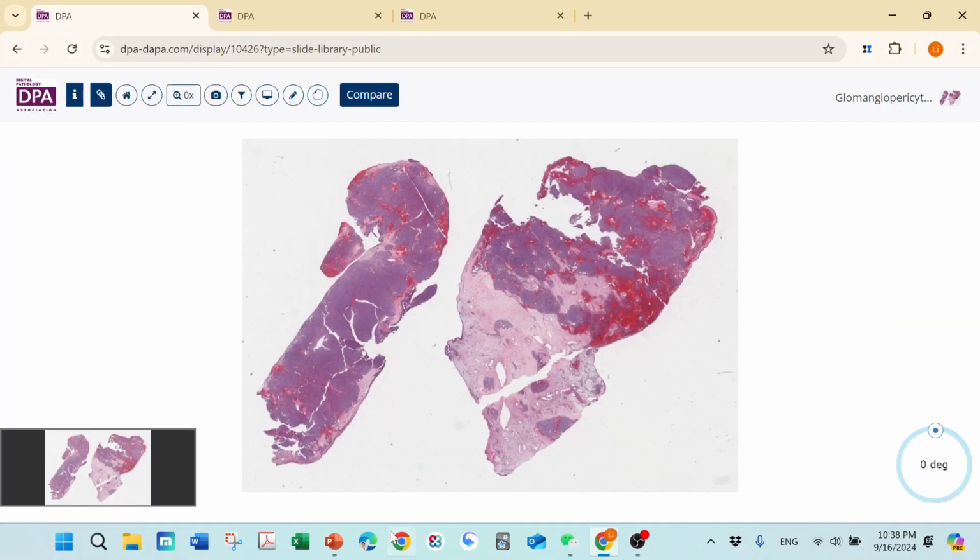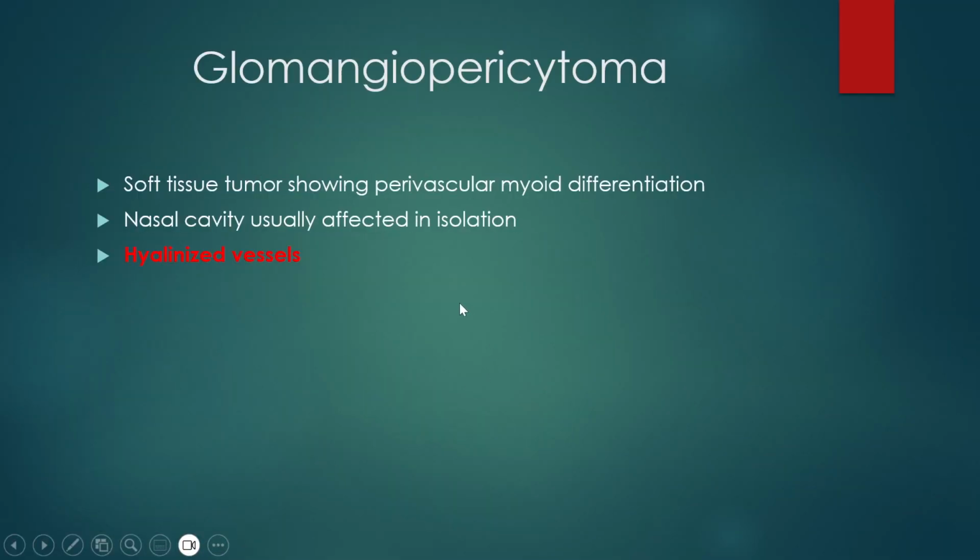Pyogenic granuloma. The other entity we want to talk about is Glomangiopericytoma. I just highlight the feature is hyaline blood vessel because it's really similar to the entity we already talked about, nasopharyngeal angiofibroma, but from that entity you won't find this hyaline vessel. And also another two differentials to bear in mind are glomus tumor and solitary fibrous tumor. We will talk about them later.